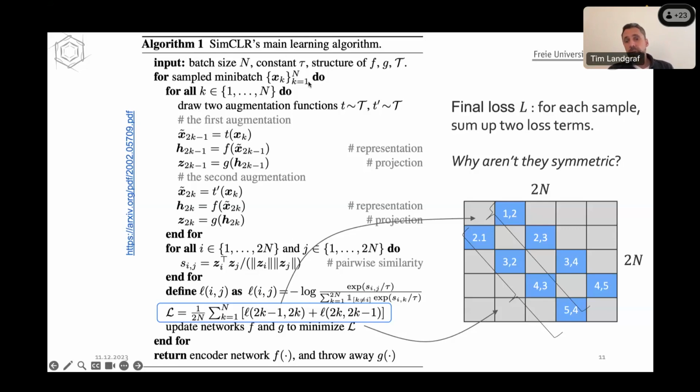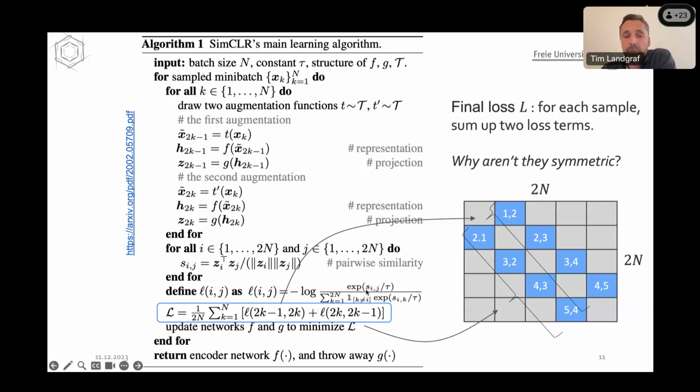So the similarity at row 1, column 2 is the loss term for the positive sample pair, and this one here is also the loss term for the positive sample pair, but the indices change. And so these aren't the same values. You have an idea why that is? Because the augmentations are switched on the two images. Well, the augmentations are not the same.